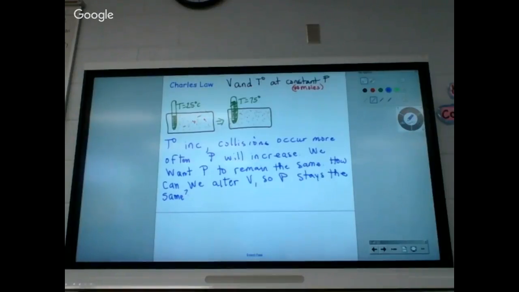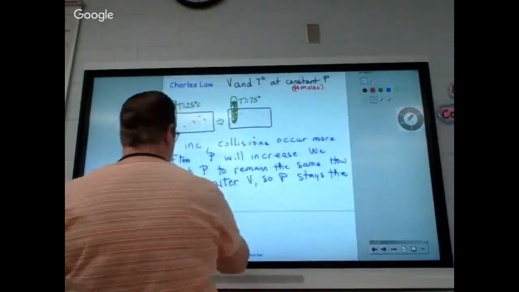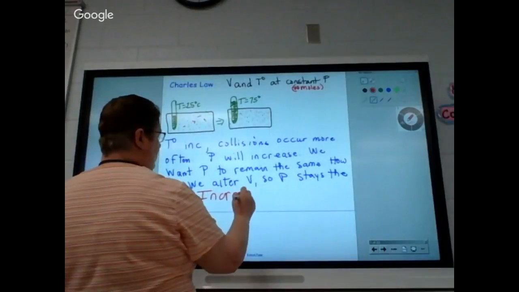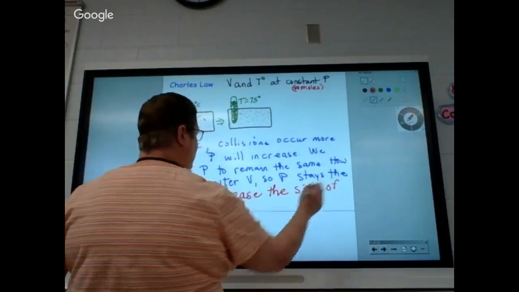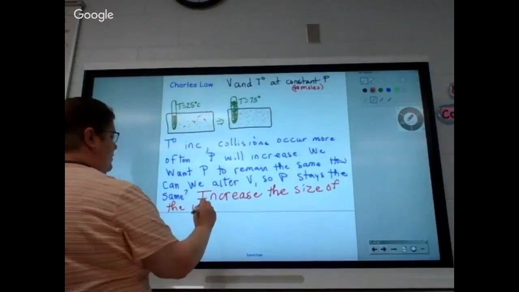Hold on a minute, I know you know the answer. So the particles are hitting the container walls. You don't want them to raise that pressure. So what can you do to alter the container so the pressure does not go up? You want it to stay the same. There you go. Okay? So all you have to do is increase the size of the container.